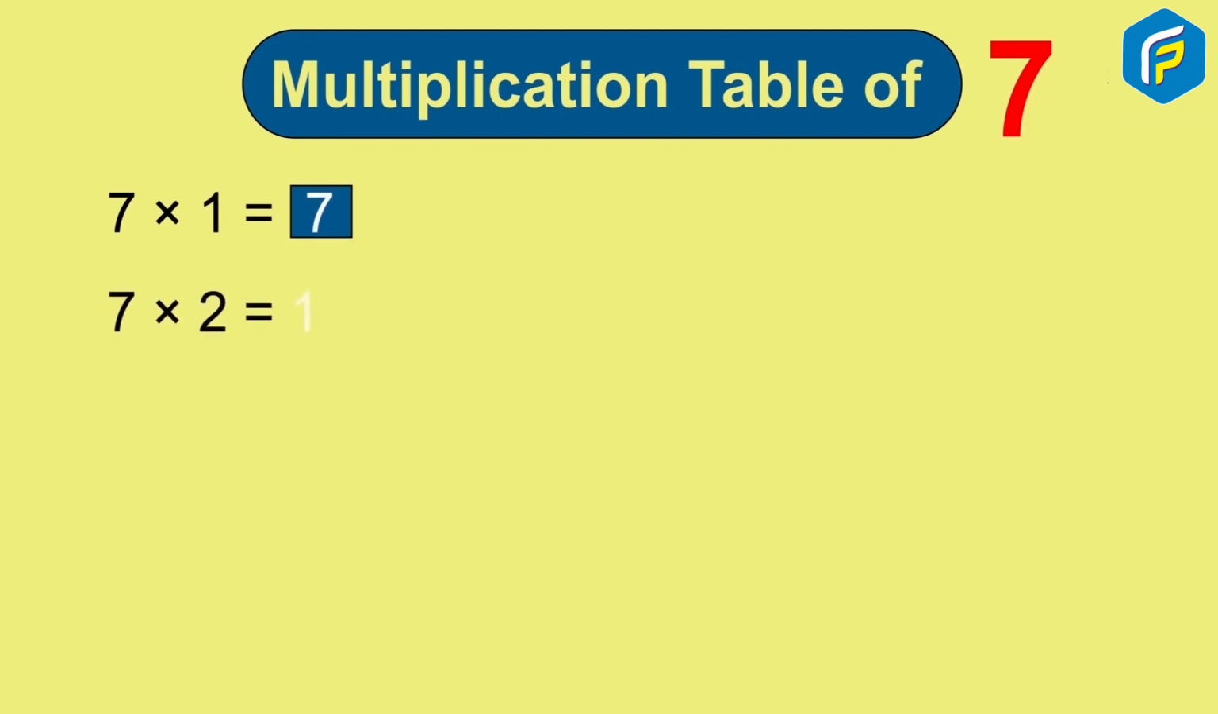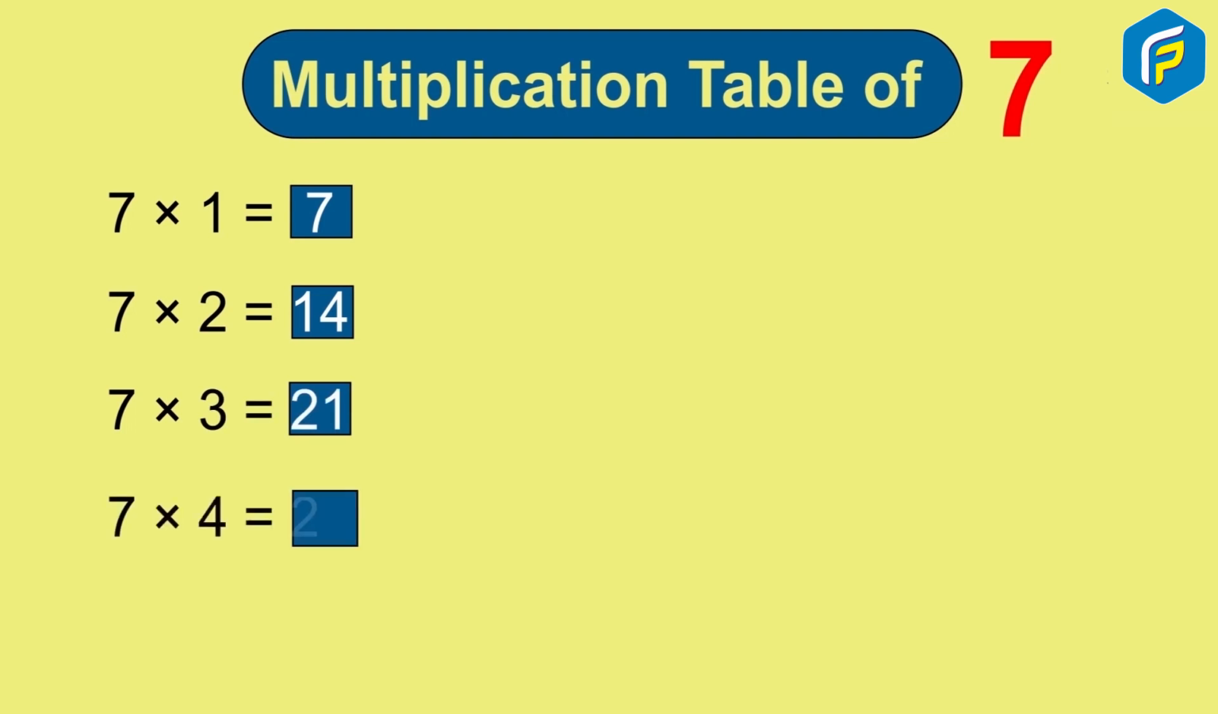Multiplication table of 7. 7 into 1 is equals to 7. 7 into 2 is equals to 14. 7 into 3 is equals to 21. 7 into 4 is equals to 28.